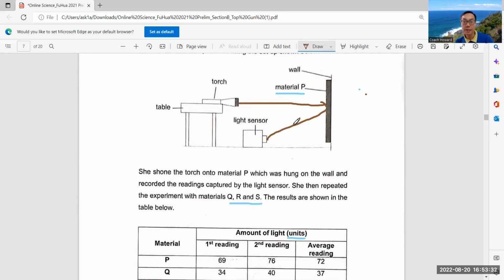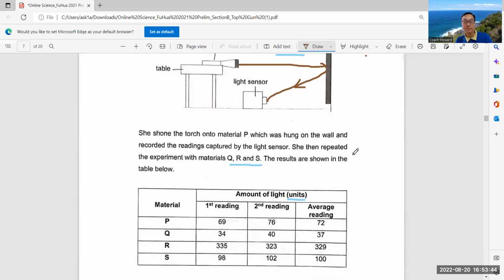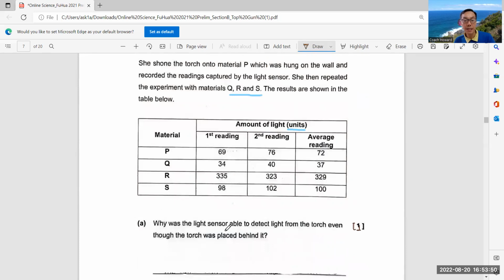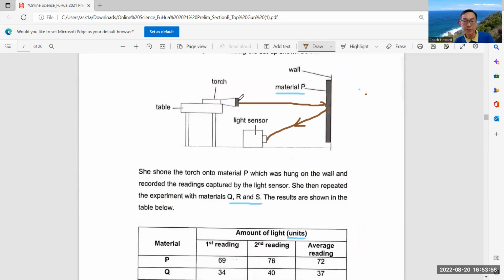That means the light gets reflected. The scientific word is reflected, because I noticed some students use the words bounced off. Try to use a proper scientific word, reflected. So why was the light sensor able to detect light from the torch, even though the torch was placed behind it? You see that this is a torch. If you have drawn or annotated this, you will get this answer very easily, because it's due to the reflection of the material. So you just answer: the material reflected light from the torch to the light sensor.